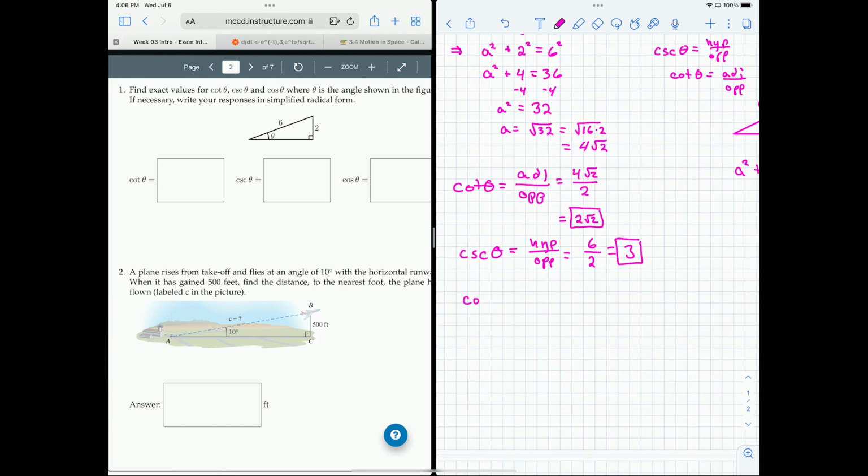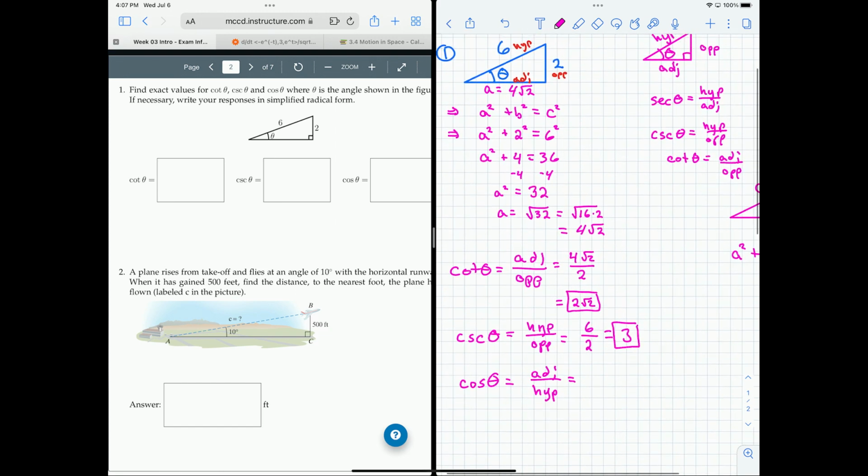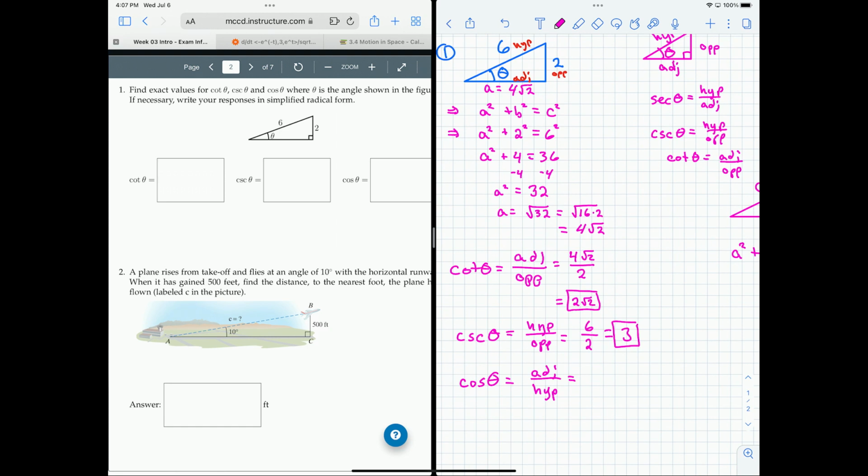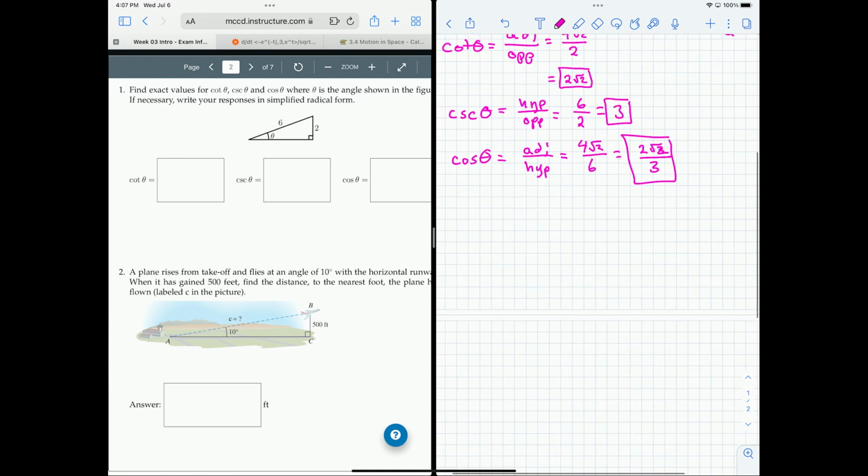Third one is cosine. Cosine is adjacent over hypotenuse. So the adjacent side is 4 root 2 and the hypotenuse is 6. If you want to simplify that, that's 2 root 2 over 3. And there we go, we're just using these formulas. Anything with the right triangle is probably just going to involve that exact same set of formulas.